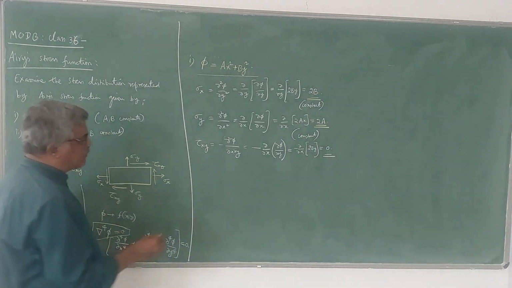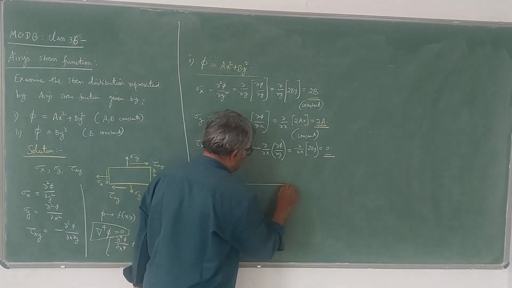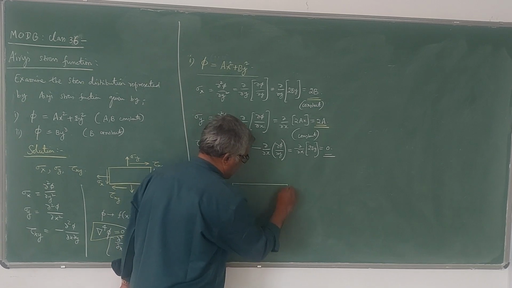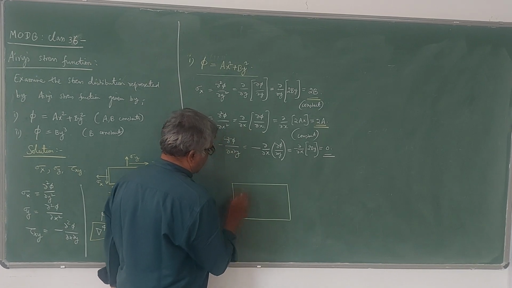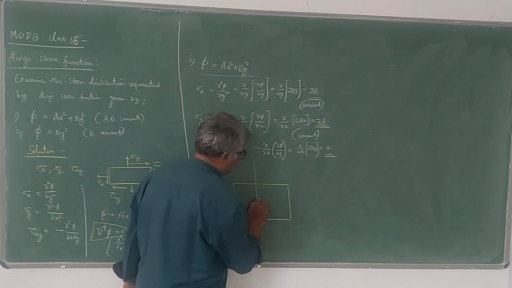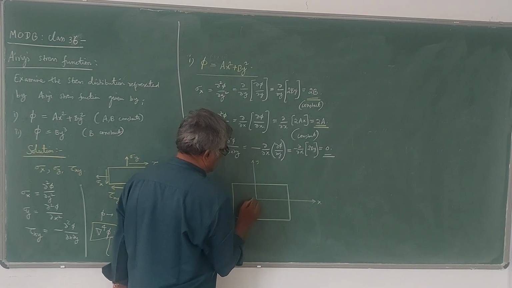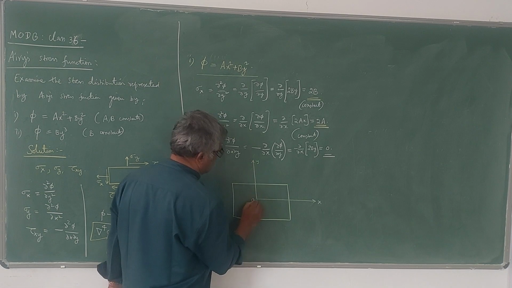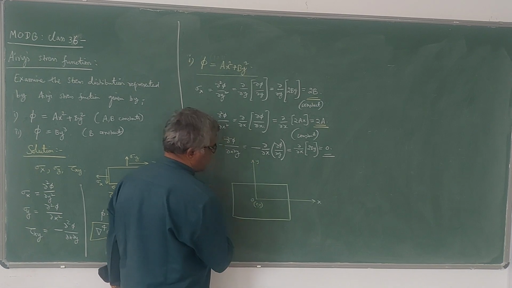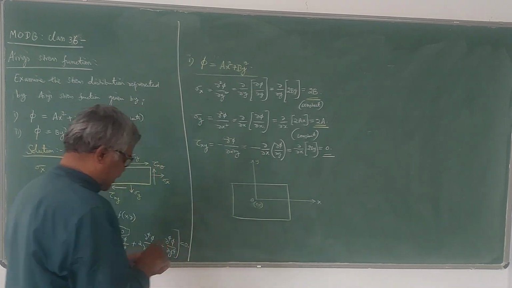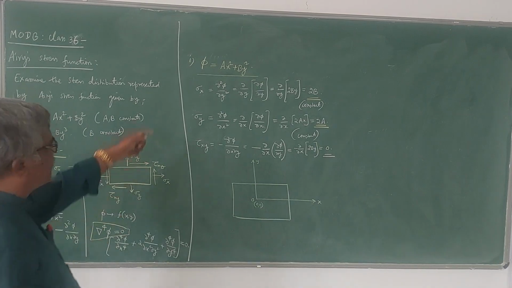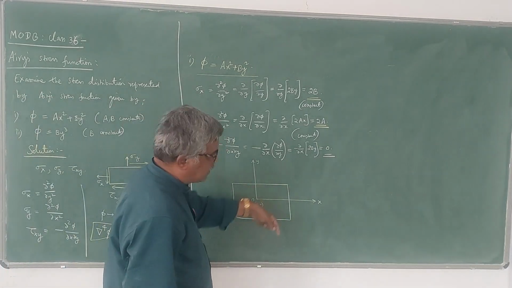We have to take an element. I will take a two-dimensional element. So let me take the axis of reference at the center. X and y coordinates are like this. This is the origin now, so 0, 0 will be here. Now we have to plot the variation of these stress components on this boundary.